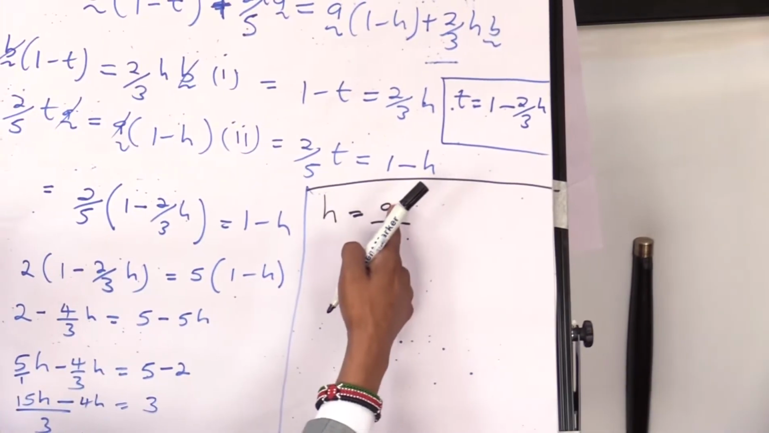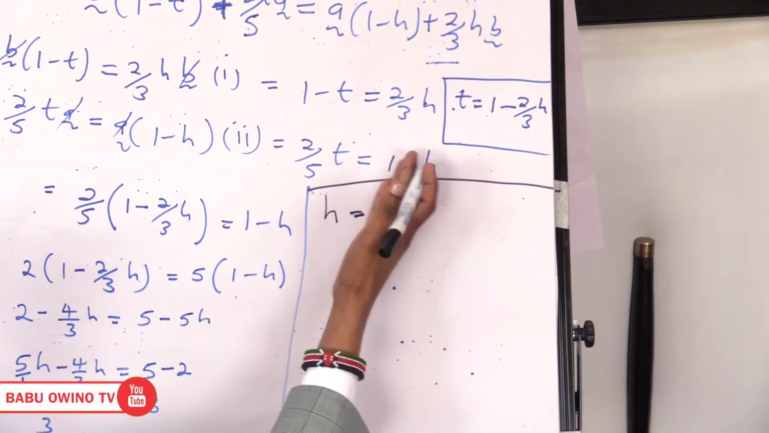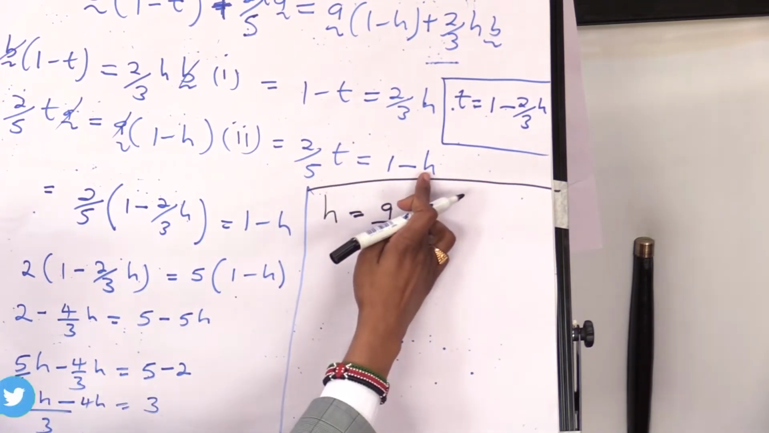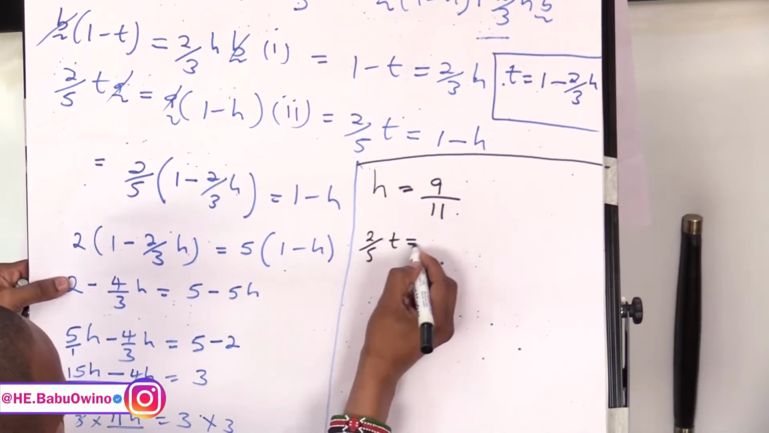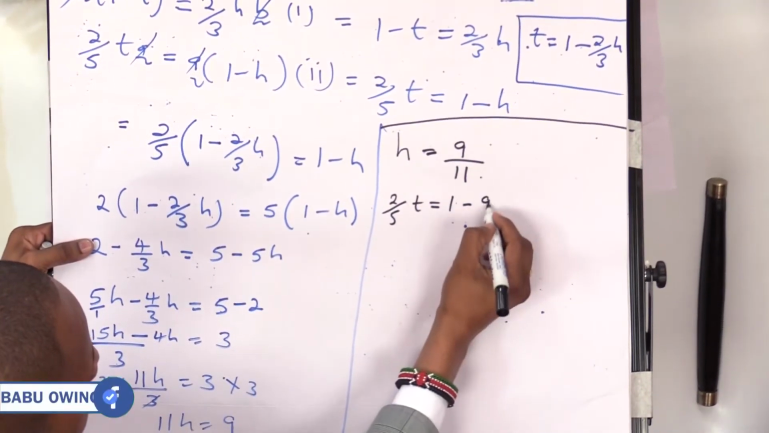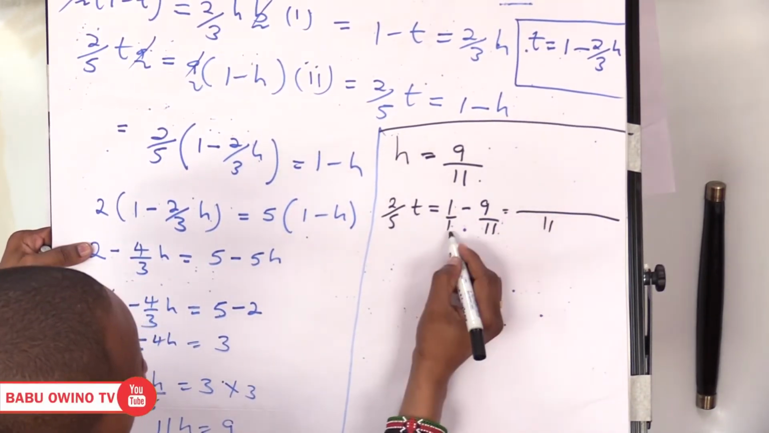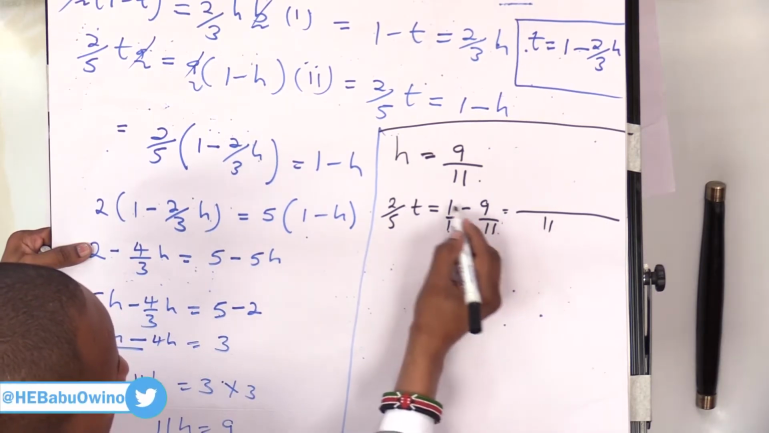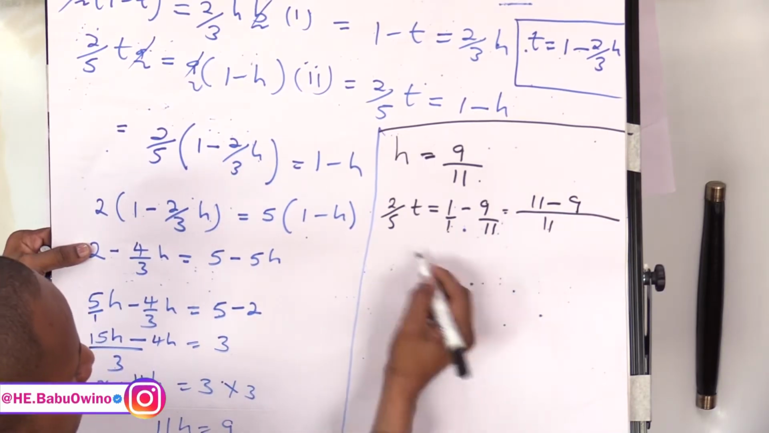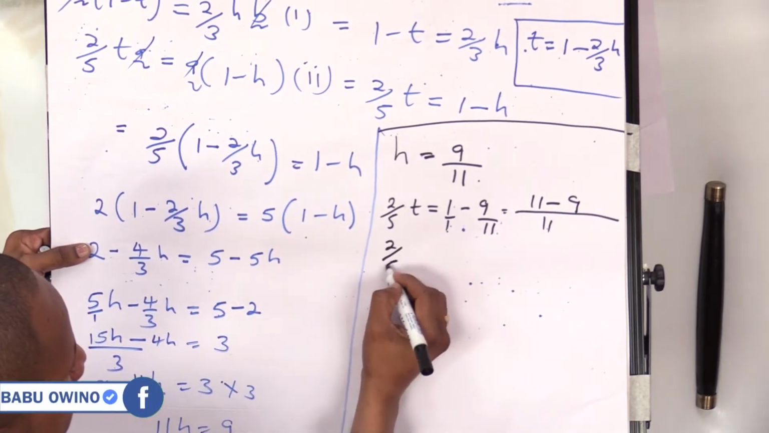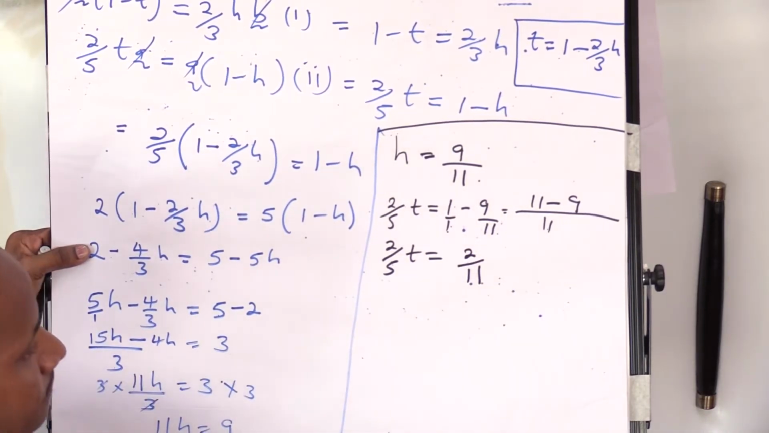So after getting h as 9 over 11, what is our value of t? Our value of t, simply replace where h is with 9 over 11. So you come here and say 2 over 5t equals to 1 minus h, which is 9 over 11. So solve this side. LCM is 11. 1 into 11, 11 times 1 is 11, minus 11 into 11 once times 9 is 9. So 2 over 5 of t equals to 2 over 11.